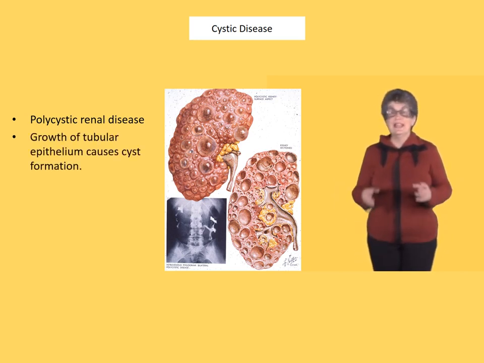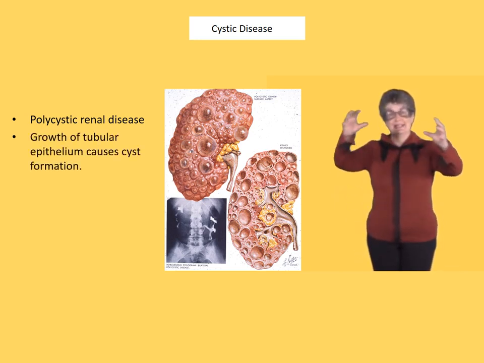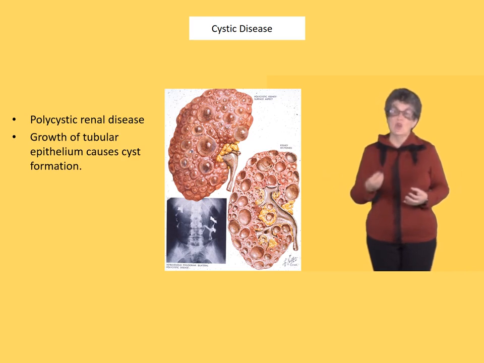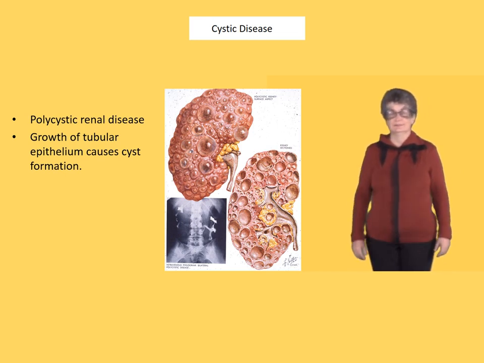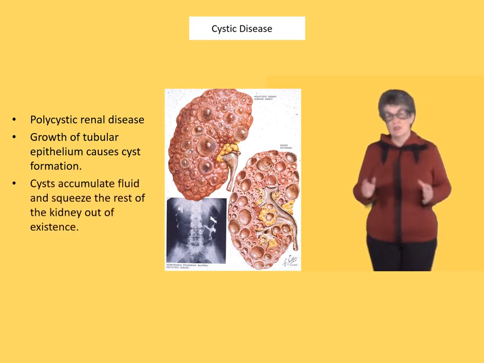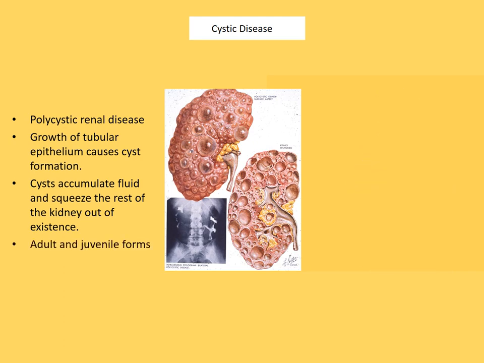They accumulate in the tubules as they expand and get lots and lots of fluid in them, and they squeeze the rest of the kidney out of existence. There are lots and lots of kinds of adult and juvenile cystic disease. Your radiologist will help you work out what they are.